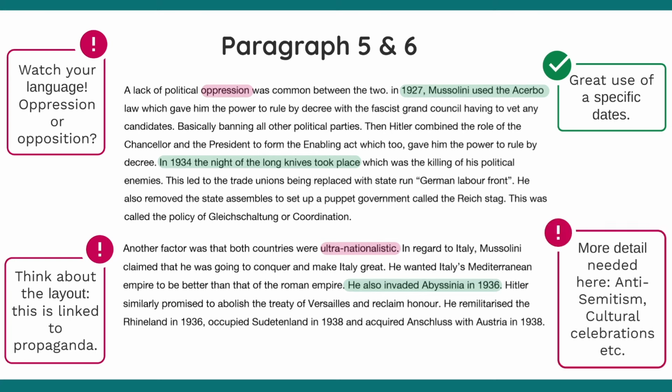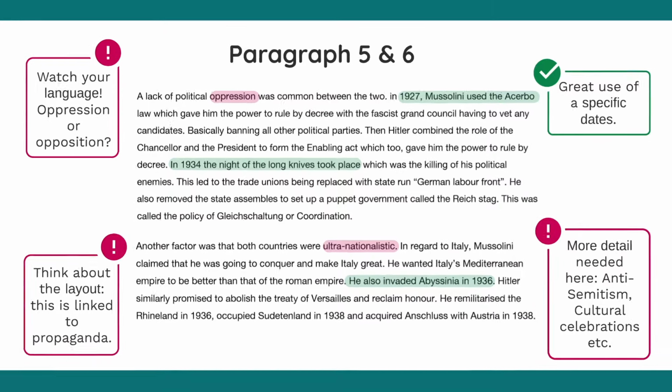And then they mention it and then they don't really give me enough. So you could talk a lot here about the anti-Semitism, all of the different cultural celebrations, the sporting celebrations, all of those things that became a really common factor in these fascist regimes, this celebration of their heritage and their country, their nation, their nationalism. So if you're going to mention it, go all out and make sure you give me enough detail on it.